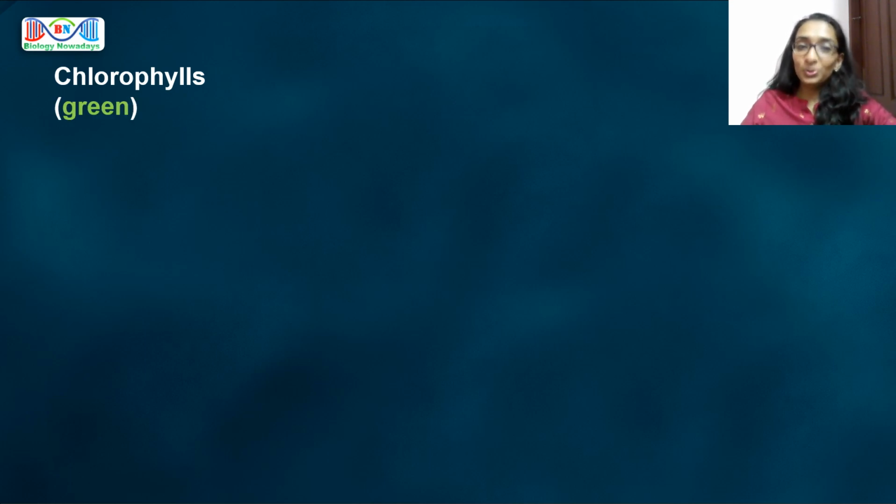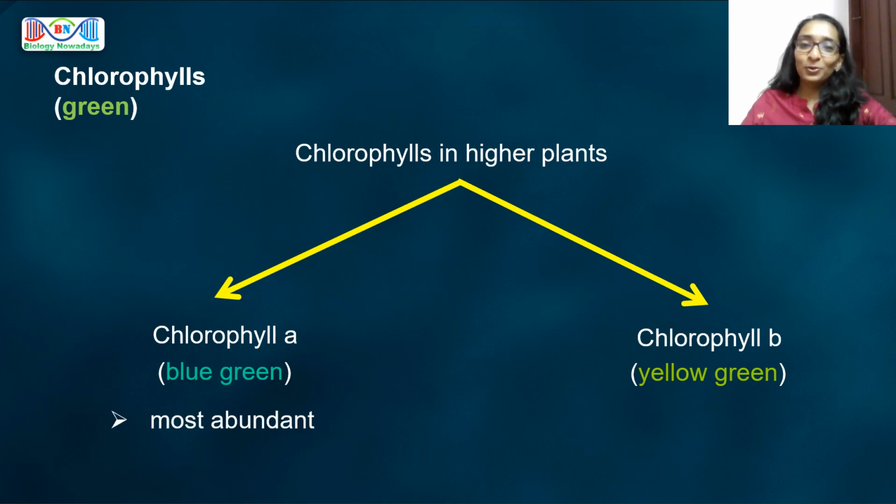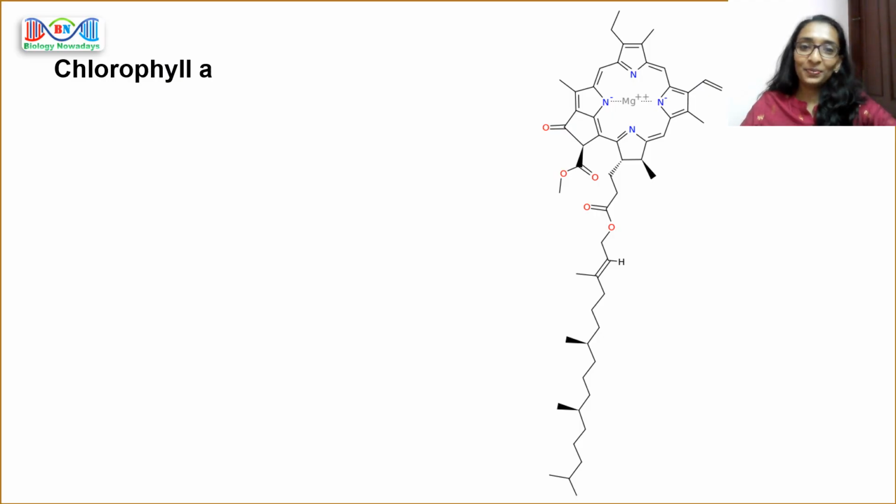Higher plants contain two types of chlorophylls. They are chlorophyll A and chlorophyll B. As we saw earlier, chlorophyll A is a blue-green pigment and chlorophyll B is a yellow-green pigment. Did you know that chlorophyll A is the most abundant type of chlorophyll? It occurs in all photosynthetic eukaryotes and also in the prokaryotic cyanobacteria. As chlorophyll A is the most abundant and important chlorophyll, let's learn about its structure.